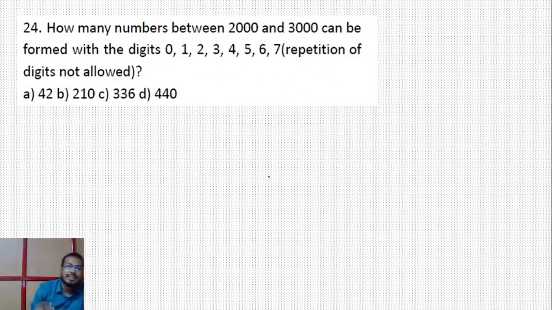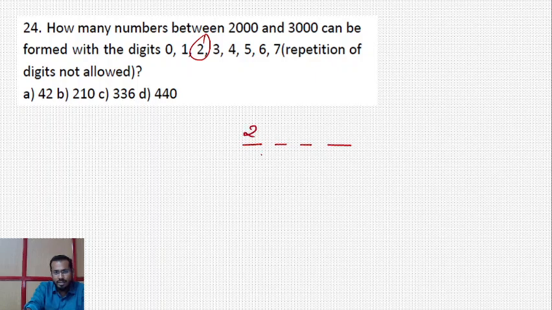Next question. How many numbers between 2000 and 3000 can be formed with the digits? Repetition of digits is not allowed. So here we have already seen this sum, but it had multiple of 5, which is not given here. How many 4 digit numbers between 2000 and 3000 are formed with the digits? From 2000 to 3000 means the first number should be 2. So I will write 1P1. 1 digit was placed here.